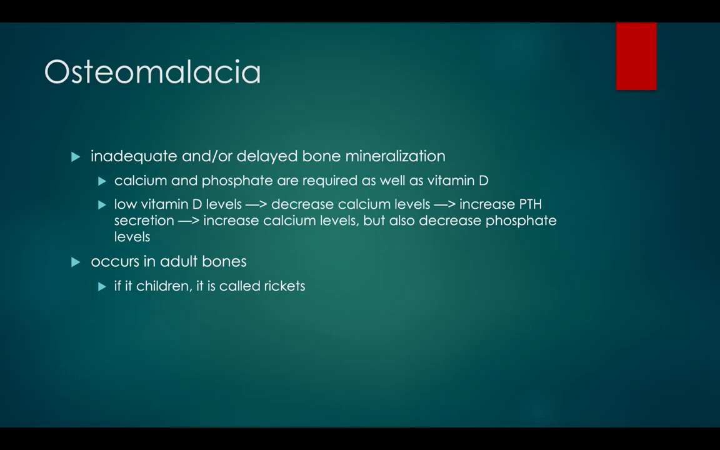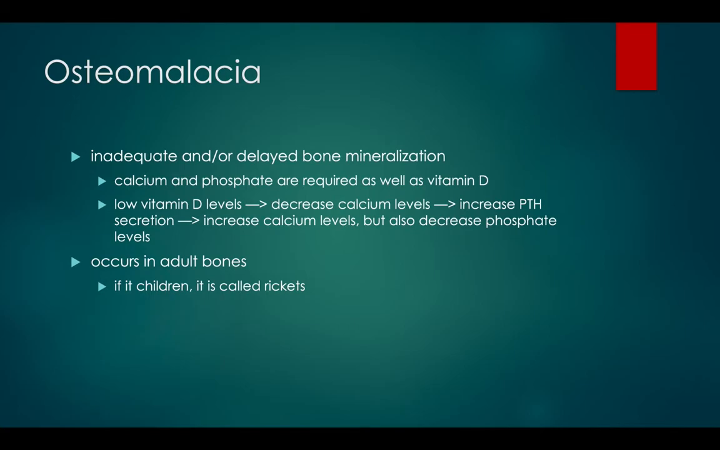Low levels of vitamin D lead to decreased calcium levels, which lead to an increased parathyroid hormone secretion, which increases calcium levels but also decreases phosphate levels. So while it increases the calcium level, it decreases the phosphate level, and that again can weaken bones. That's why not only are calcium supplements very important, but also vitamin D supplements, because if you have one and not the other, it can still lead to weak bones.